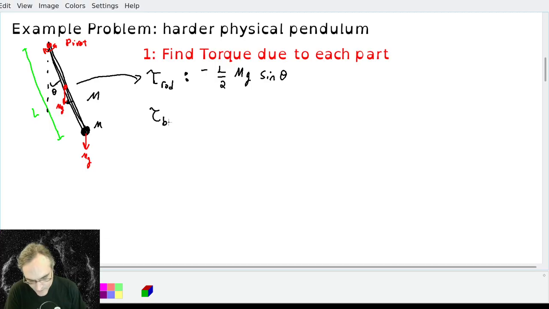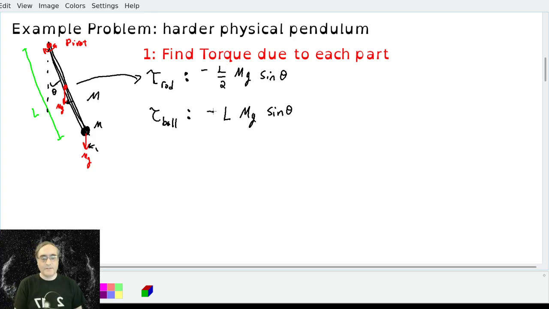We also need torque for that ball on the end. Notice it is a distance the whole length away. It has a gravitational force mg. We still have to think about components, so we've got a sine of theta. And it's going to be opposite whatever theta is. If theta is positive, the torque will be negative. If theta is negative, the torque will be positive. So it's always in opposition.